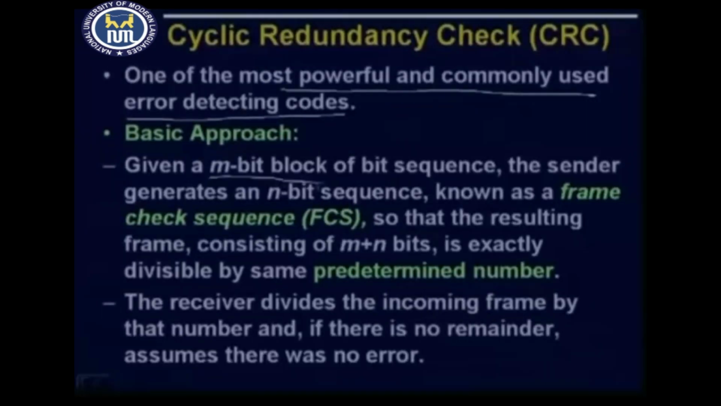The basic approach: given an m-bit sequence, the sender generates an n-bit sequence of additional bits, known as the frame check sequence, FCS. So for each block of m bits, an additional n-bit sequence is calculated based on some scheme, so that the resulting frame consists of m plus n bits and is divisible by some predefined number. This predetermined number is known to both the sender and the receiver.